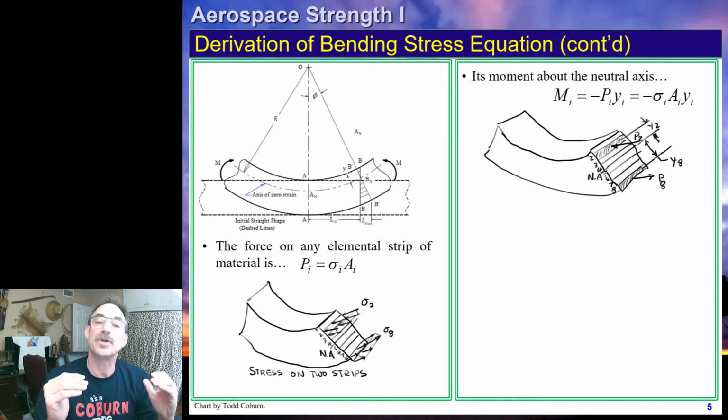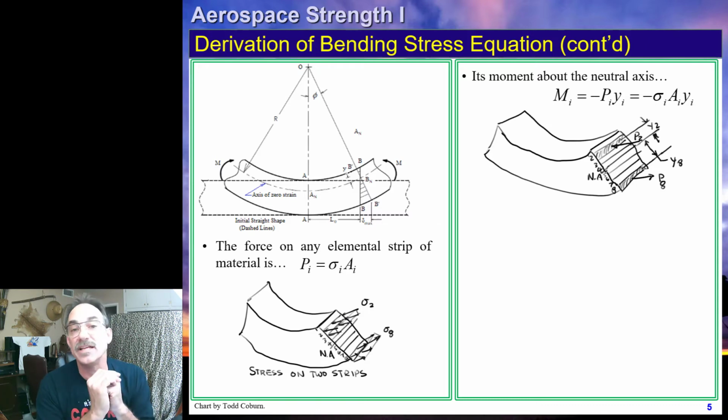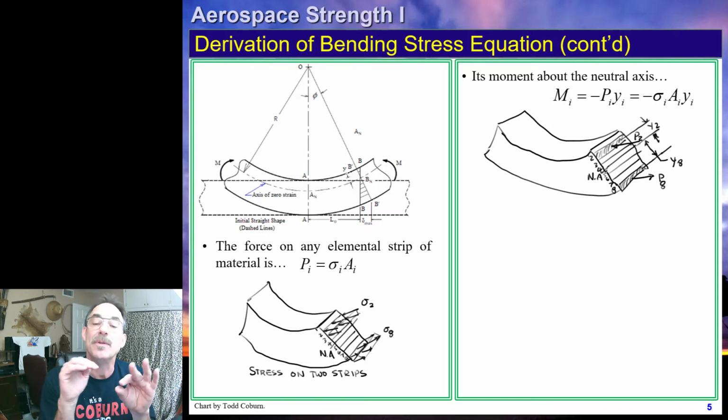The force on strip number 2 is causing a moment about the neutral surface, and the moment is just the force, which was just the stress times the area, times the distance, which is just the distance from the neutral surface to the center of that strip, which I'm identifying as y2. Notice that y2 goes from the neutral surface to the middle of that strip. The force times that is the little moment contribution of that strip about the neutral axis.